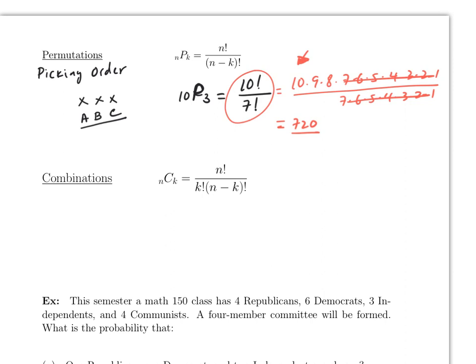So what does this mean? That there are 720 ways to choose 3 people from 10 when the order is important.